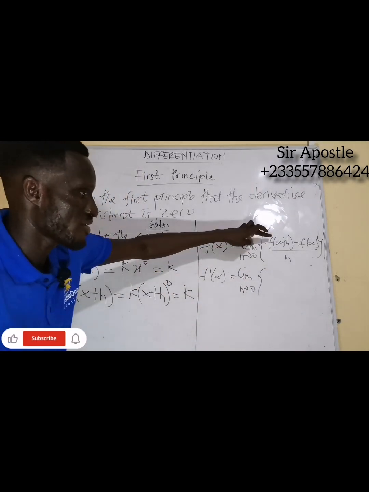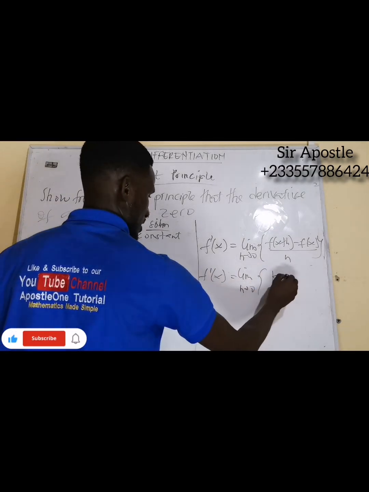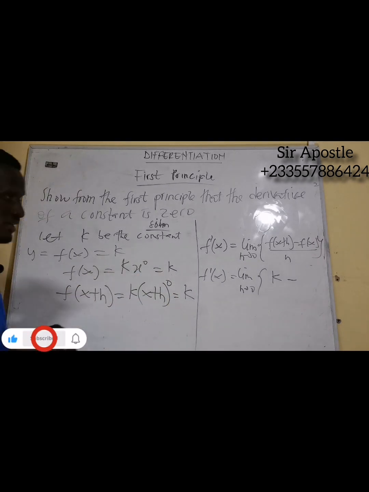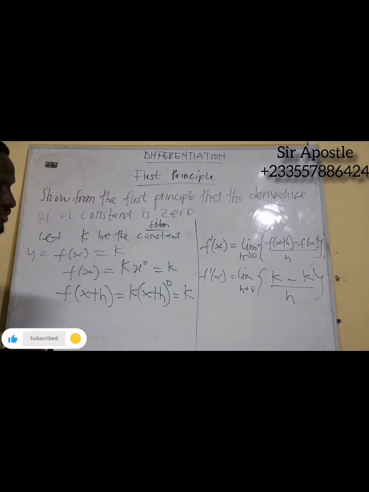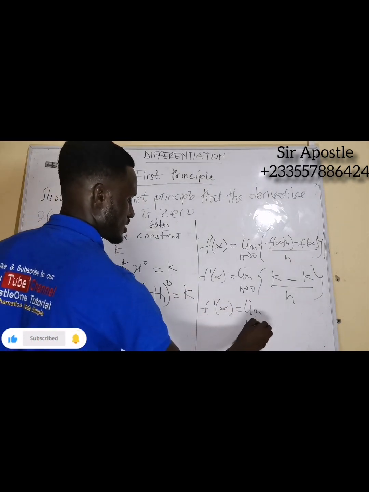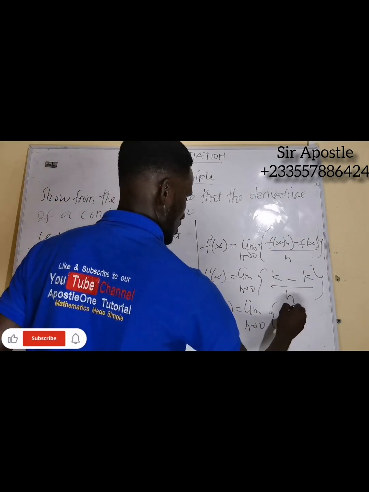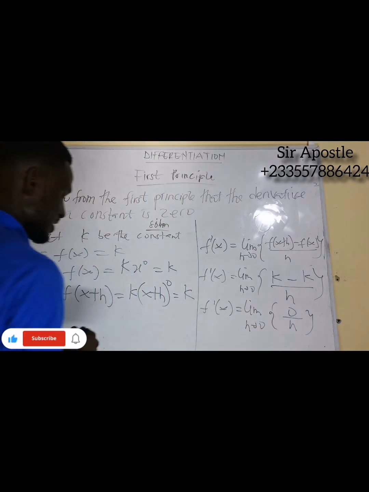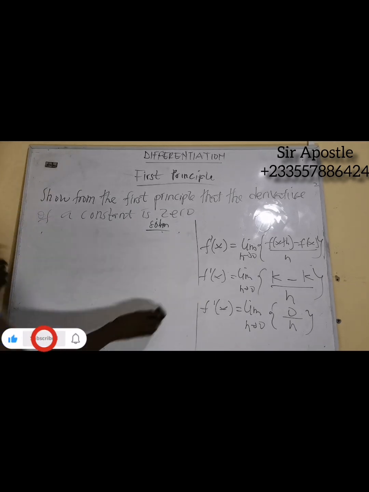Now the top one is f of x plus h minus f of x. f of x plus h is k. So this one is k, minus f of x. The f of x is also what? We are getting k, all divided by h. Now, what is going to happen here? So limit of h approaching 0. What is k minus k? k minus k is 0. So 0 over h. Now let me continue from here. I hope you are following so much more.